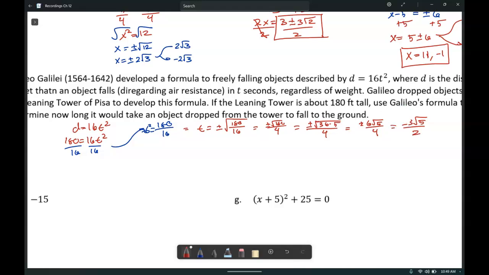Now we can ignore negative time, and so we just have the positive solution, 3 square root of 5 over 2. But the exact value doesn't do us any good. So instead, we can get a rounded value, which would be much more useful. So make sure you consider any rounding directions that might be given. And we don't need to simplify first. We can just plug this directly into our calculator. And we get an approximation of about 3.35 seconds.